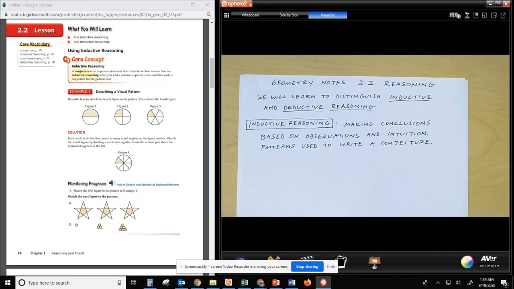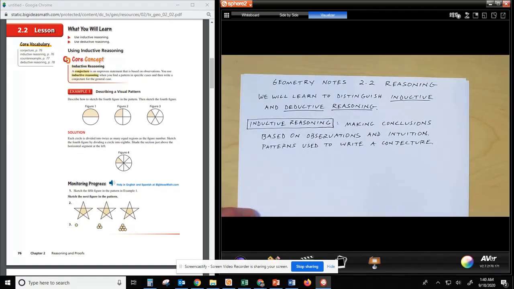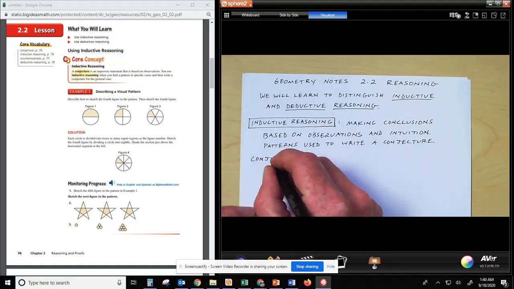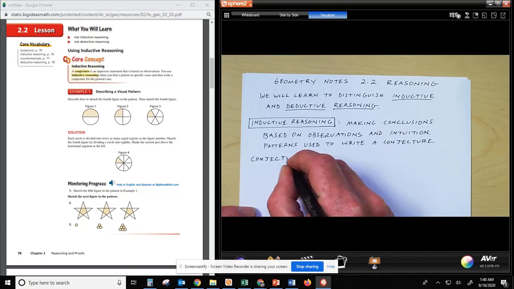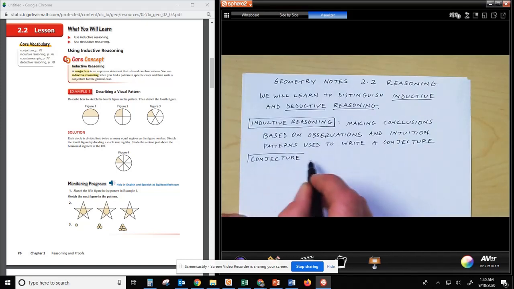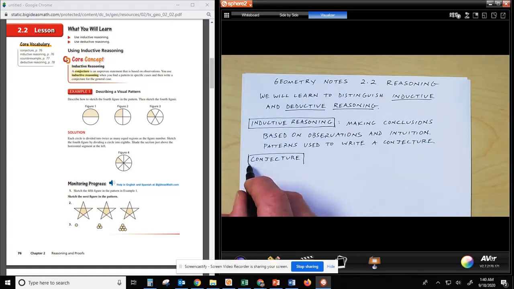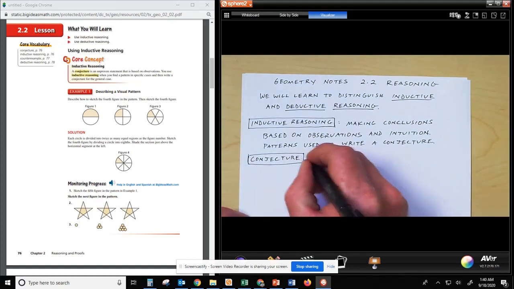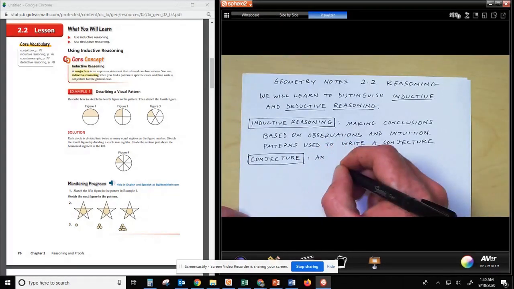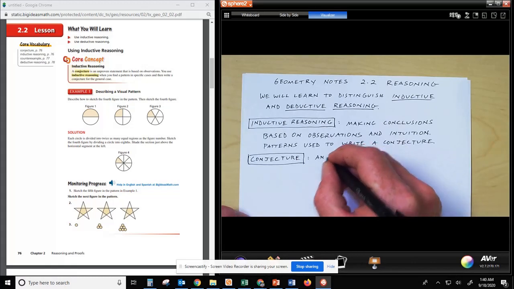Okay. Well, maybe I don't totally understand that because I don't know what a conjecture is. So let me give you that one too. Conjecture. Now I have seen this used in English classrooms. Lawyers, for example, if you want to be a lawyer someday, they use the term conjecture. A conjecture is an unproven statement based on observations.